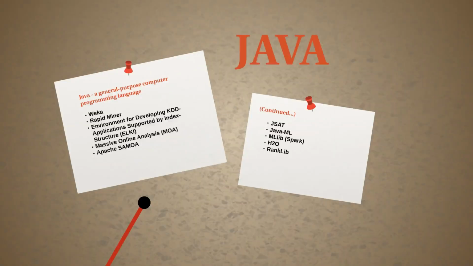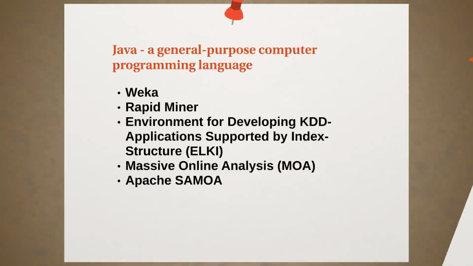All right, so we also have Java. And Java, of course, is a general purpose computer programming language. There are a lot of different libraries for Java, and we're not going to have time to go into all of them, but it would be nice to highlight some of the mains.